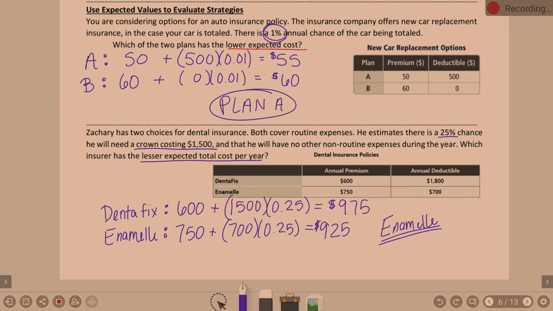Okay. You're seeing a trend here, yes? We're always looking for that known cost or whatever. We're adding a probability of whatever chance we're looking at there. Now, we have one other topic on the back side here.